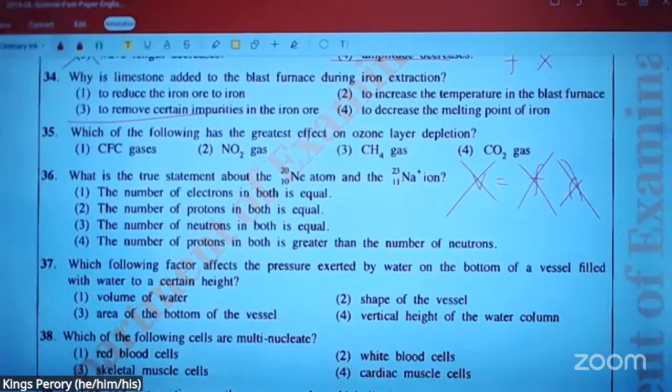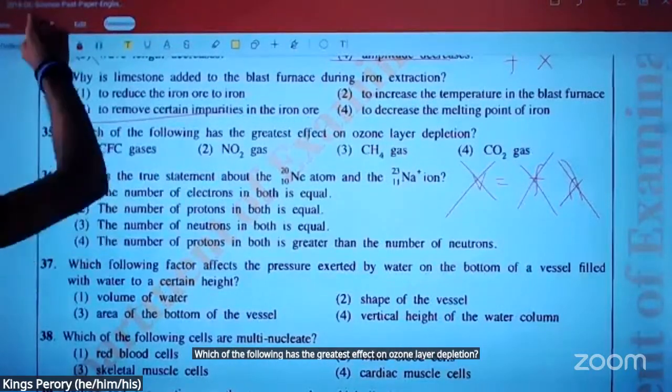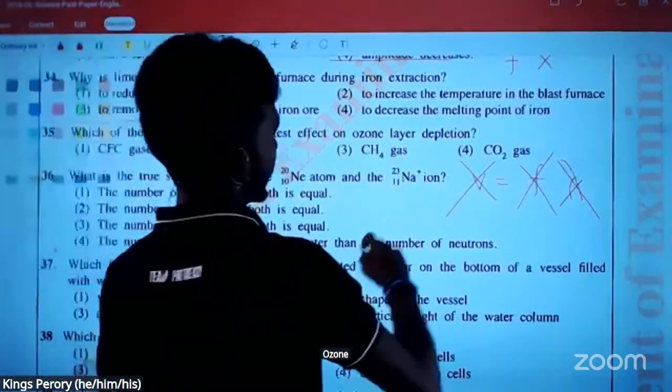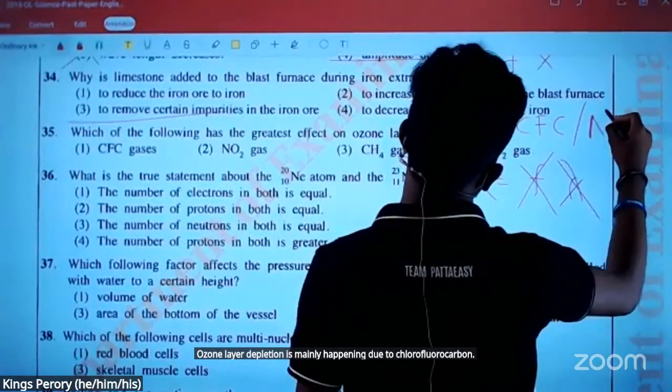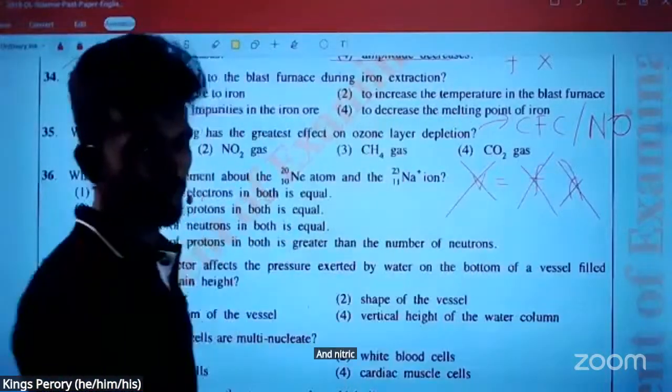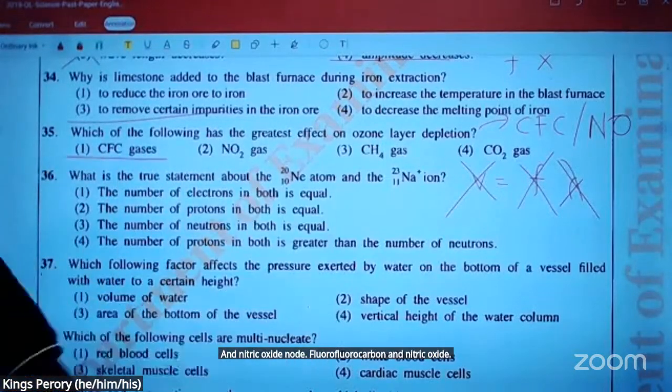Which of the following has the greatest effect on ozone layer depletion? Ozone layer depletion is mainly happening due to chlorofluorocarbon and nitric oxide. That is answer number 1.